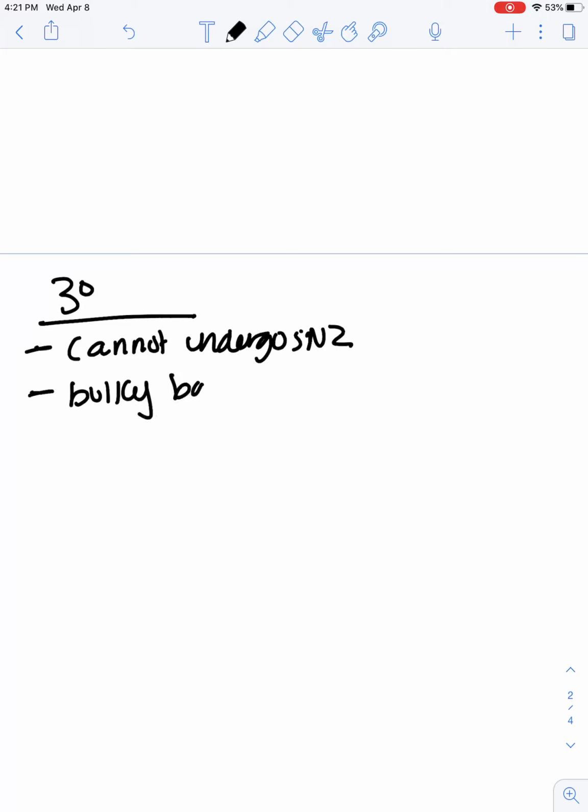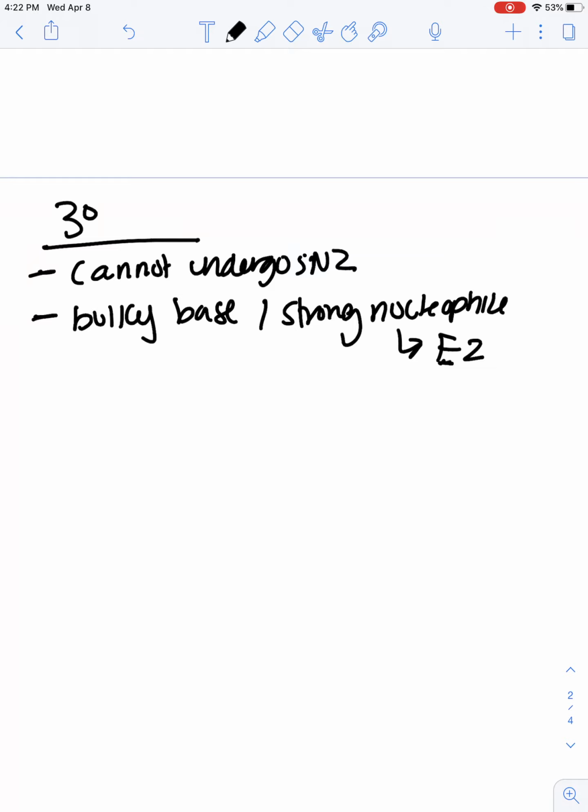If we look at tertiary, if we have a strong base with a tertiary halide, it will only favor E2. So tertiary cannot undergo SN2. Since they can't undergo SN2, if you have either a strong bulky base, or even just a strong nucleophile in general, it's going to proceed E2. If we have a weak base or a weak nucleophile, then again, it's going to favor that SN1/E1 reaction.